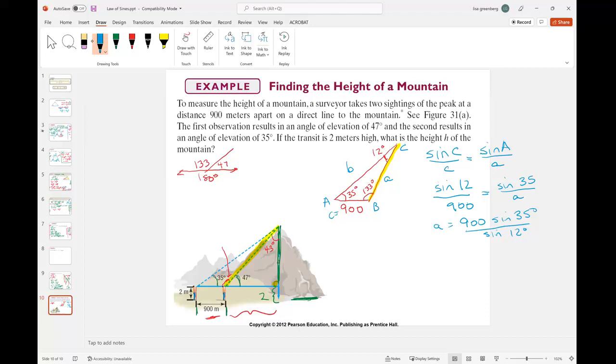So sine of 35 times 900 divided by the sine of 12 equals, so A equals 2,482.8. Let's just say 2,483. For the size of it, I think we can use the nearest integer.